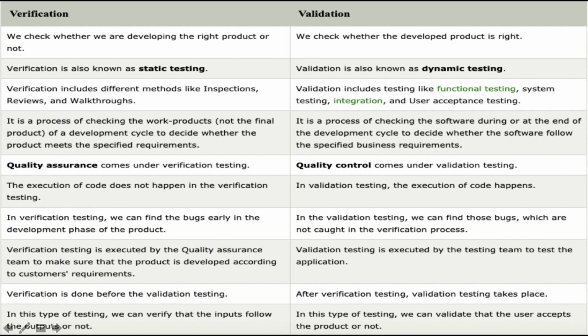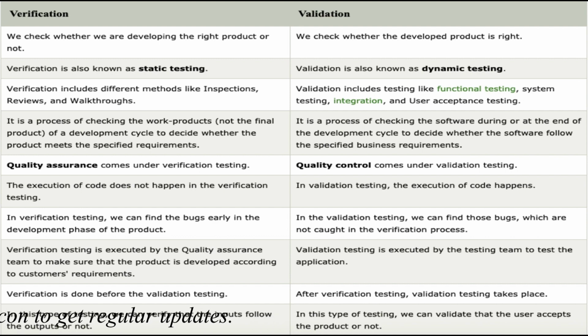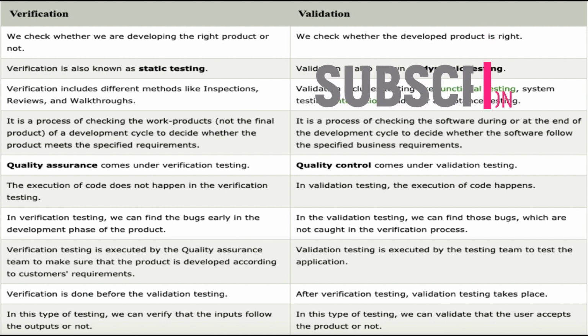In verification testing, we verify whether the input follows the output or not, whereas in validation testing, we validate that the inputs given to the product are right and that the output given by the product is according to the inputs. So in validation testing we check that the functionality is working fine or not, whereas in verification testing we check that the input follows the output or not.